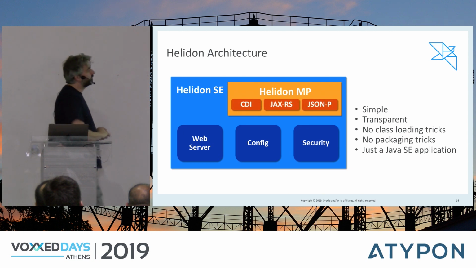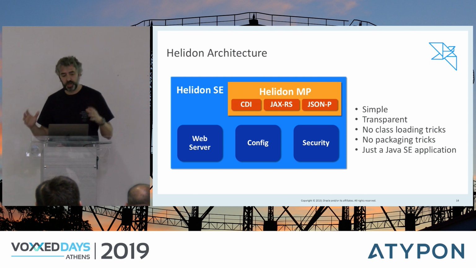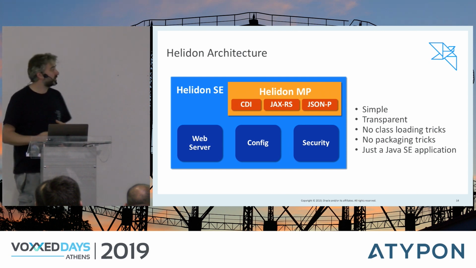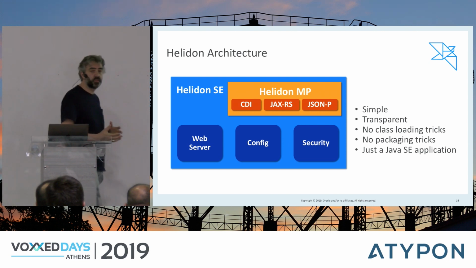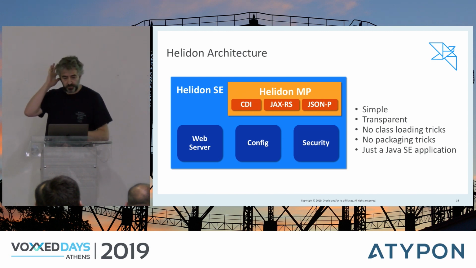Based on that, we have Helidon MP. So what we have here is the 3 core APIs of MicroProfile, that is CDI, JAX-RS, JSON-P, but obviously we are supporting a larger set of the MicroProfile APIs.